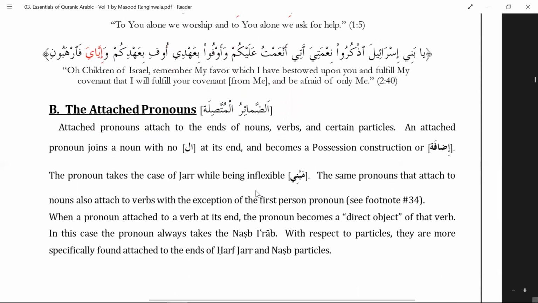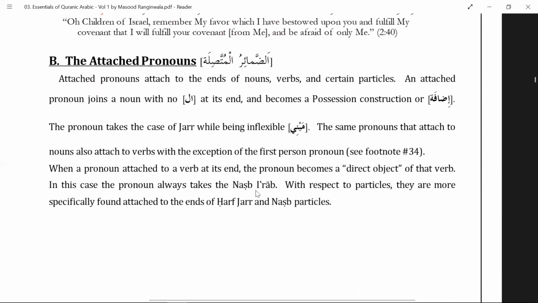This is Surah Al-Baqarah, ayah number 40. Now let's do attached pronouns. Attached pronouns are again pronouns, but these get attached at the end of the word. It can be an ism, fail, or harf. It will get attached at the end. Depending on what it has got attached to, it will have a different meaning. And even for particles, which is harf, it only gets attached to some of the particles.